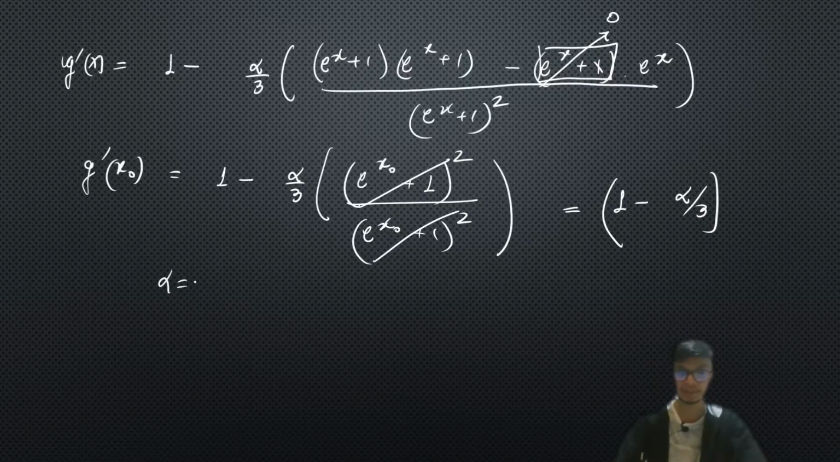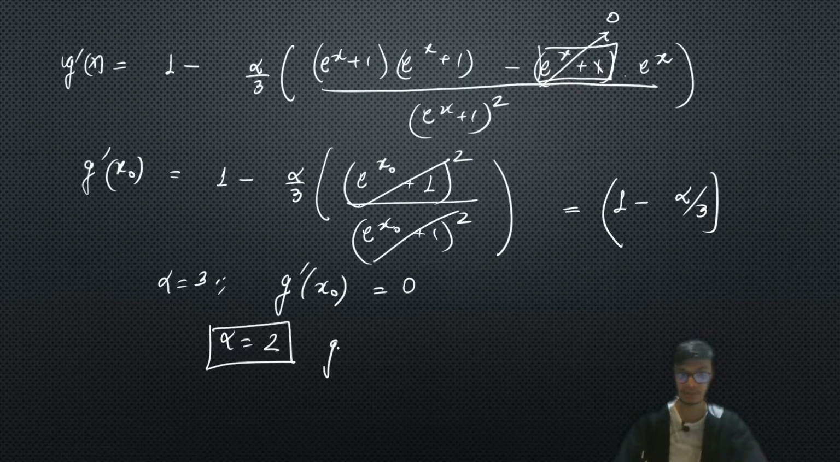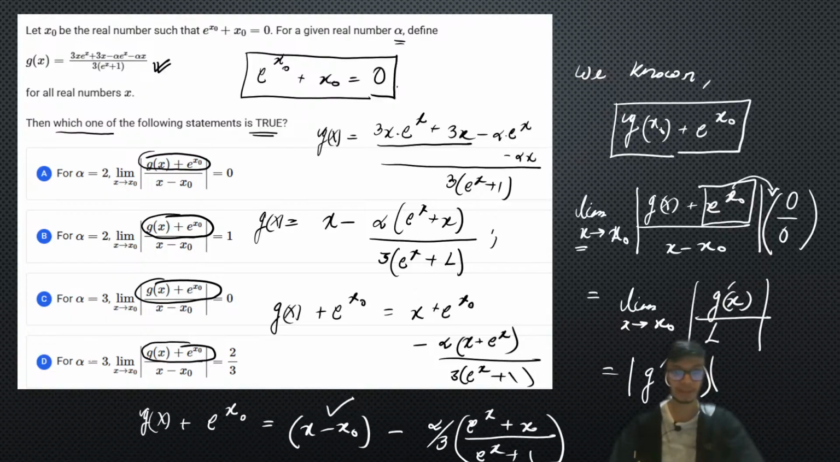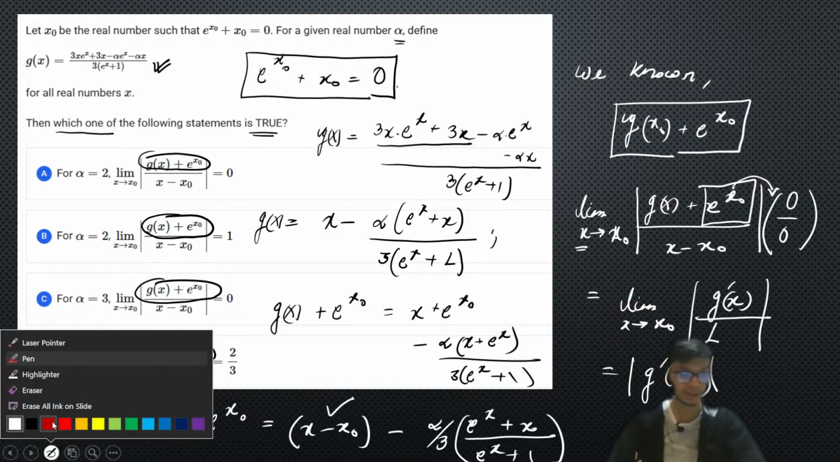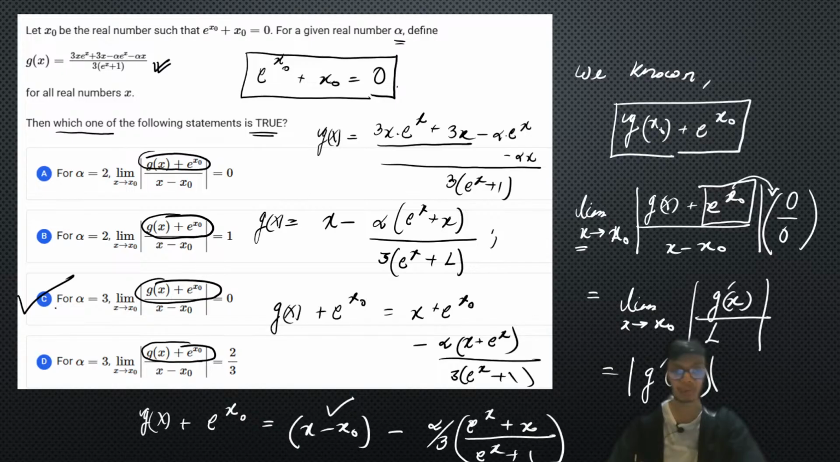Now we are going to check that if alpha is equal to 3, the value of this limit, g dash of x naught, is going to be equal to 0. And if we have alpha equal to 2, then the value of g dash of x naught is going to be equal to 1 upon 3. So if you look at the options over here, if we put alpha equal to 3, then only this particular option number C is going to be the correct answer. So therefore it's a very simple problem.